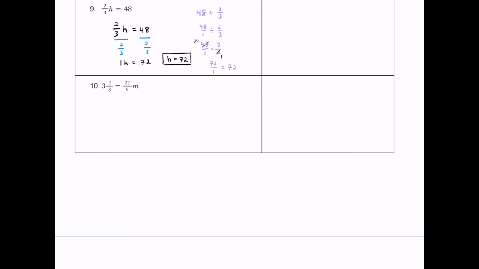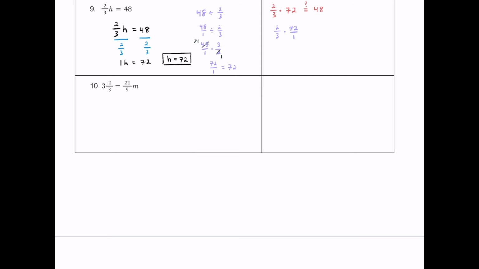Now, should we go ahead and check this? Absolutely, right? So we have 2/3 times h. What do we think h is? We think h is 72. And if we are correct, then this will equal 48. So let's go ahead and check this out. So if we say, okay, 2/3 times the 72, that's going to be 72 over 1.